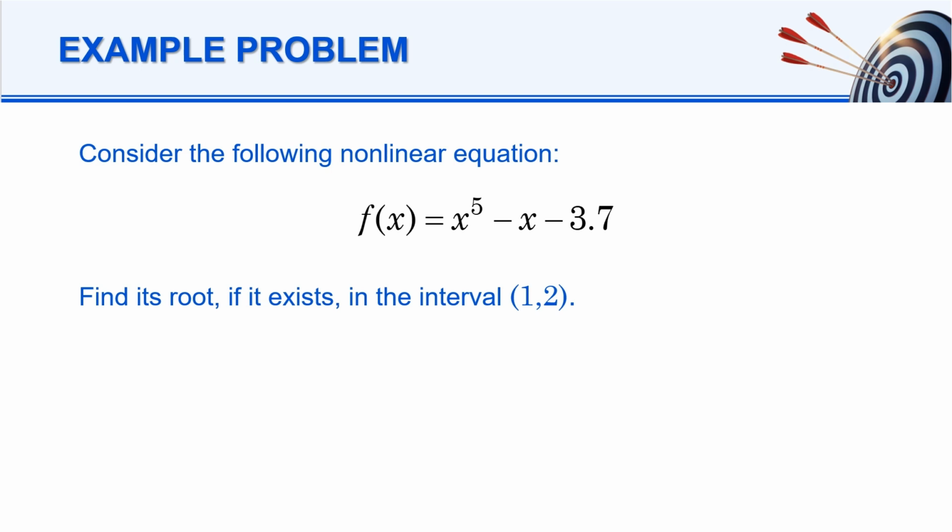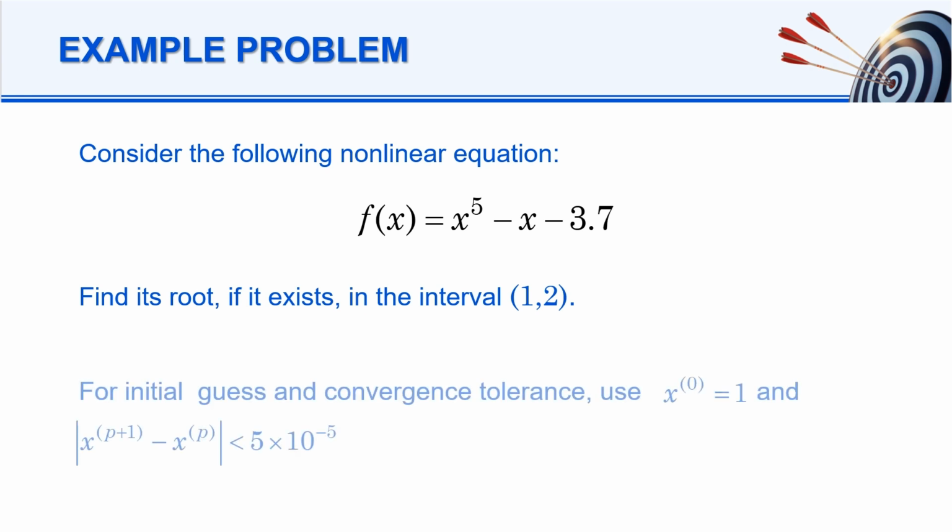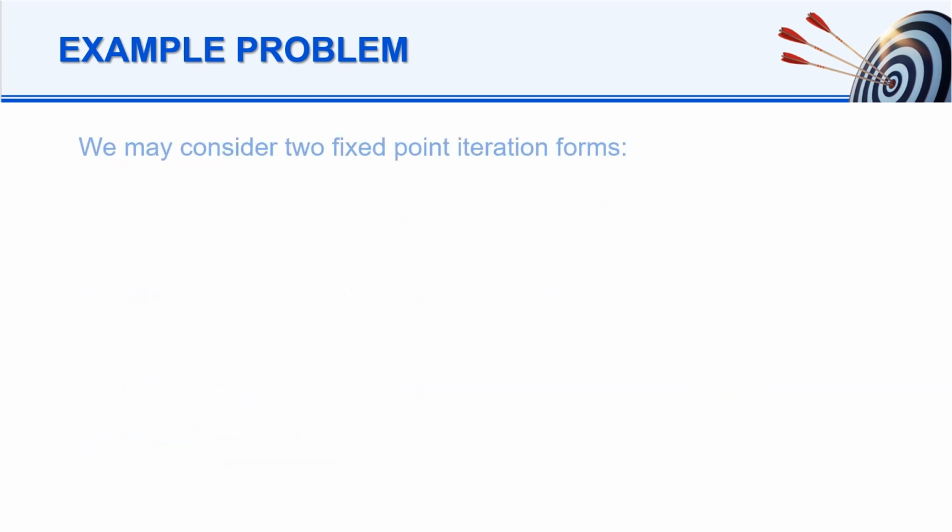Consider the following nonlinear equation. Find its root, if it exists, in the interval from 1 to 2. For the initial guess and convergence tolerance, use x0 equal to 1 and an absolute error less than 5 times 10 to the minus 5. This nonlinear equation can be expressed in two different fixed-point iteration forms.